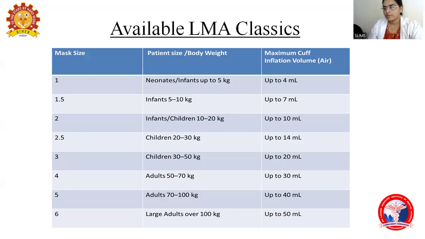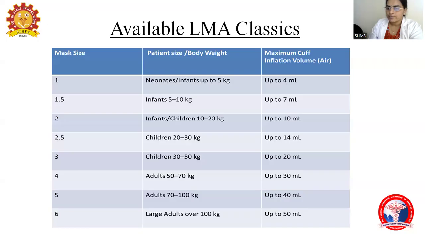So mask size 1 is used for neonates or infants up to 5 kgs, and the maximum inflation volume is 4 ml. Mask size 1.5 can be used for infants up to 10 kgs, and the volume will be 7 ml. Mask size 2 is used in children up to 20 kgs, and the inflation volume will be 10 ml. Size 2.5 is for children up to 30 kgs, and the inflation is about 15 ml.